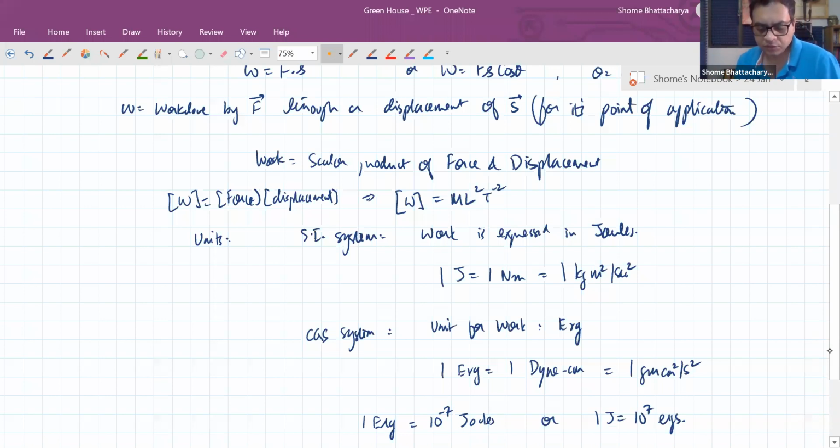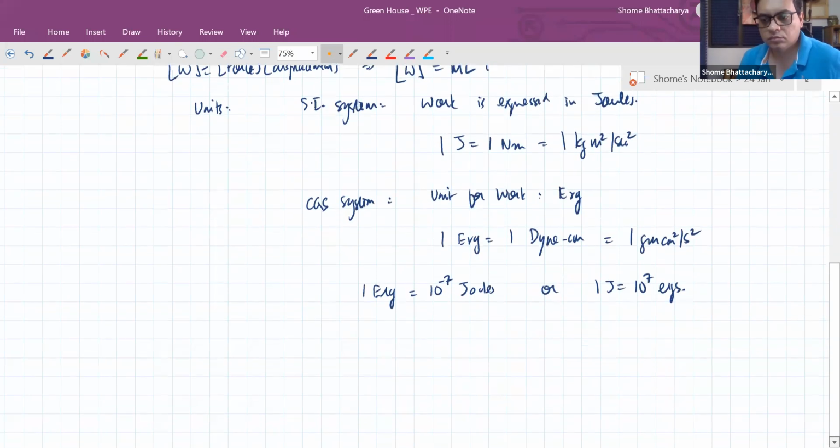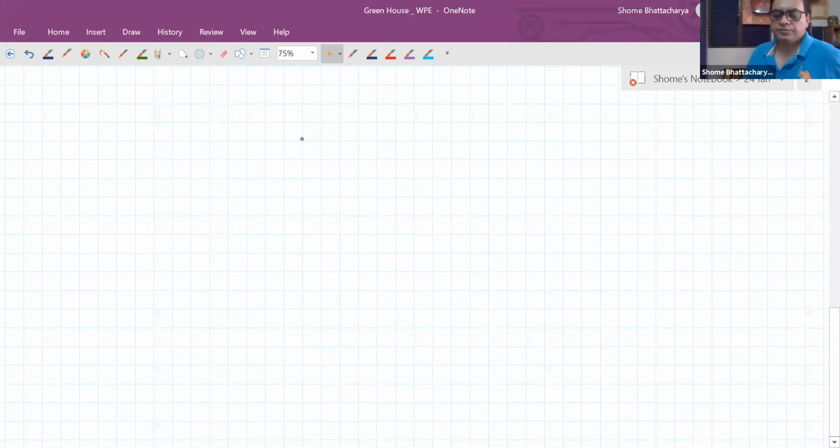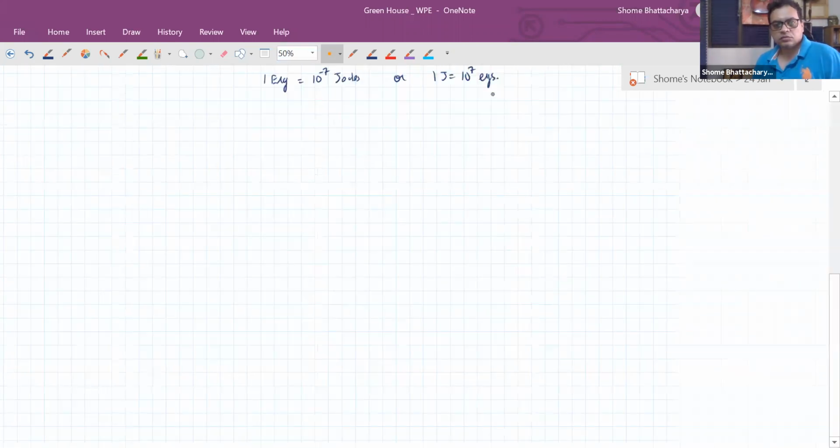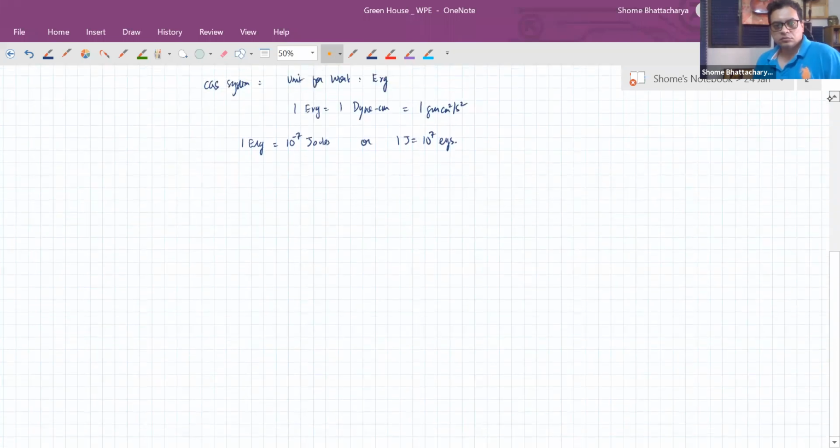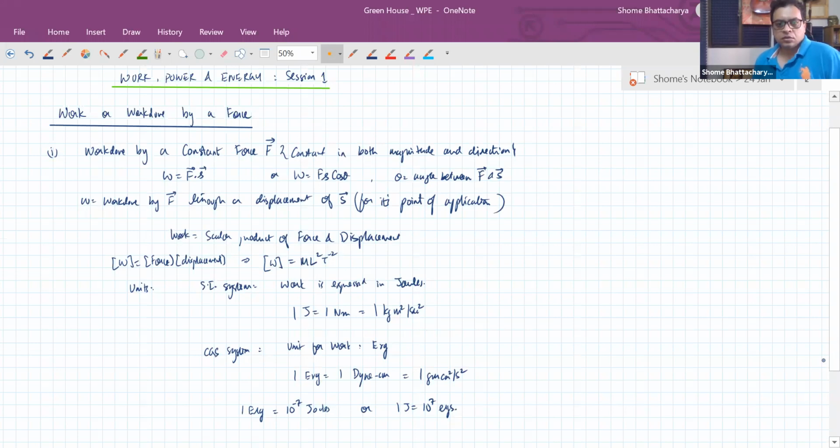Another important point you will see here is what we discussed about the displacement S in the definition. Okay, you haven't noted? Just a moment. Go back. Just finish it. It's fine.